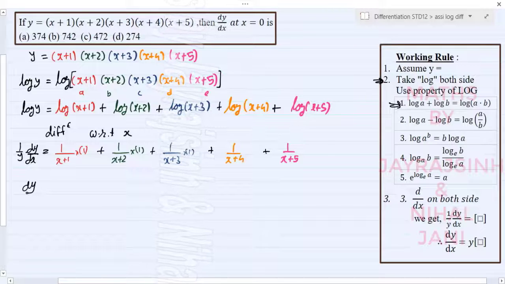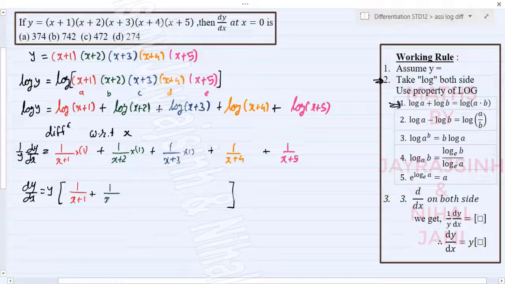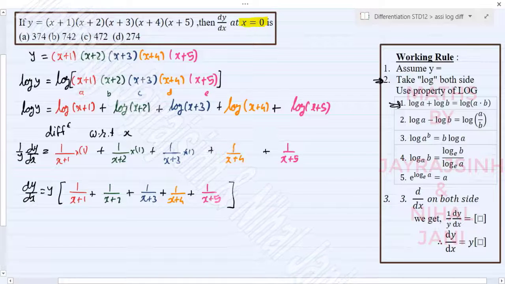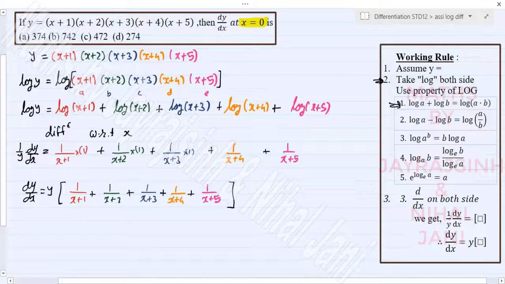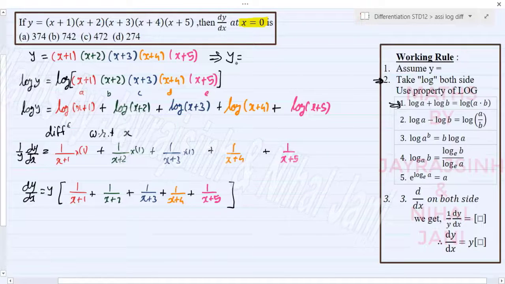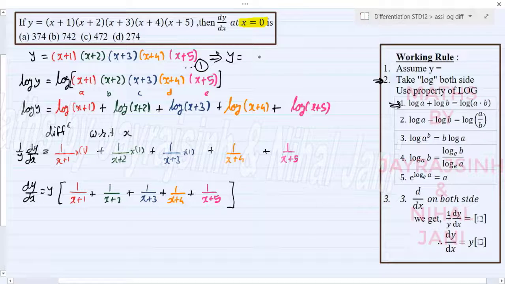So here we get dy by dx is equal to y into all the terms, but we need to find dy by dx at x is equal to 0, and for that we also going to need the value of y at x equal to 0. So let's put x is equal to 0 in first equation.